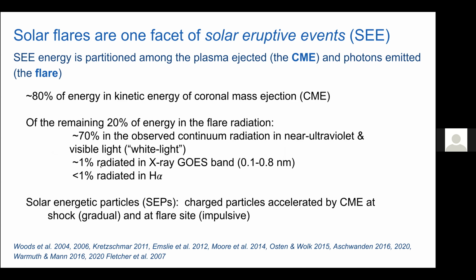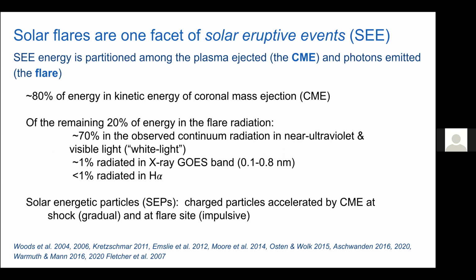So the solar flare is just one part of what we call a solar eruptive event, which consists of the flare, the burst of electromagnetic radiation, and the coronal mass ejection, which is the ejection of plasma away from the sun, which can accelerate charged particles. The kinetic energy of the coronal mass ejection actually accounts for most of the energy in the eruptive event.